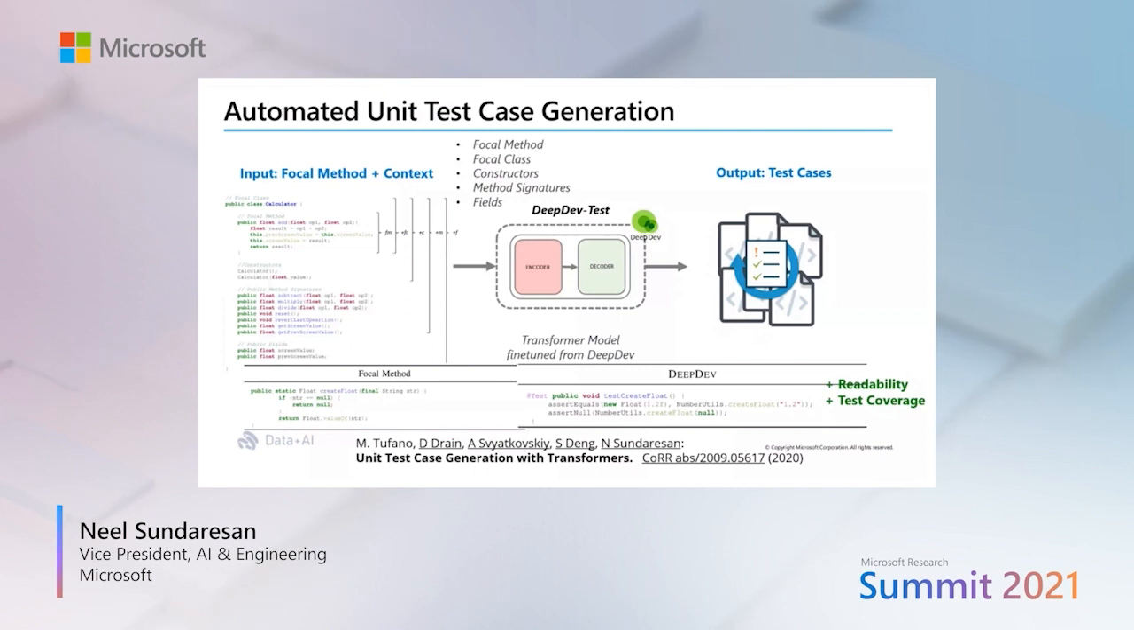So here's an example. There's a function called createFloat, and by running it through the system, it generates test examples. It basically generates two assert statements. And the way we measure the goodness of the test generation is how readable it is when it's generated, and what kind of test coverage it provides to the system. So these are the metrics of goodness when we use a system for automatic unit test generation.